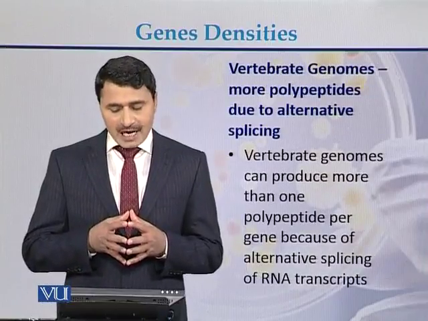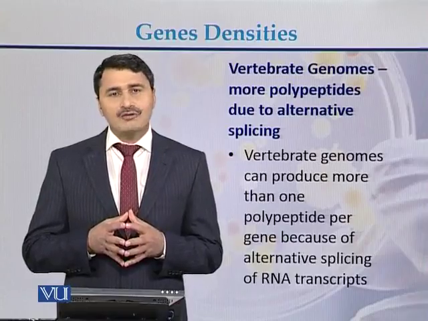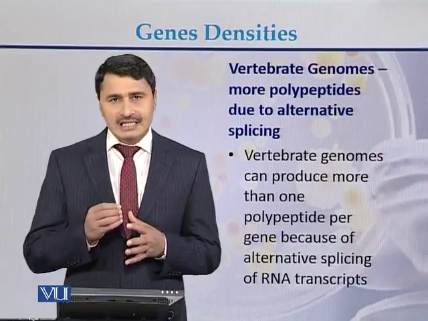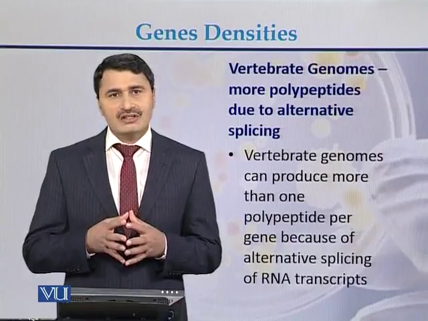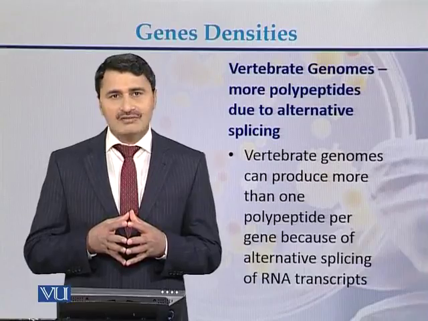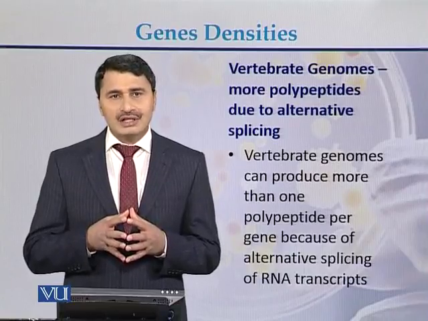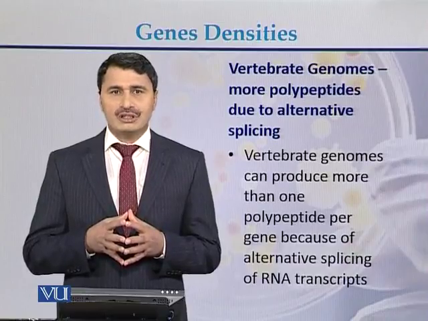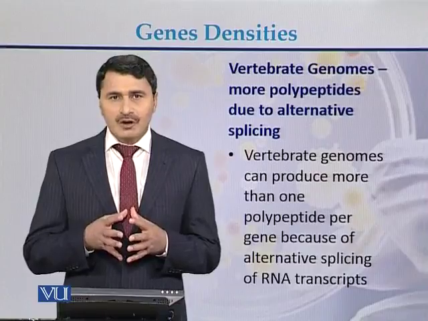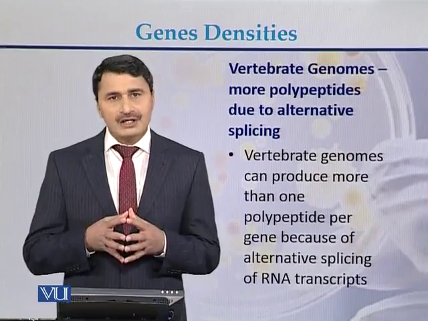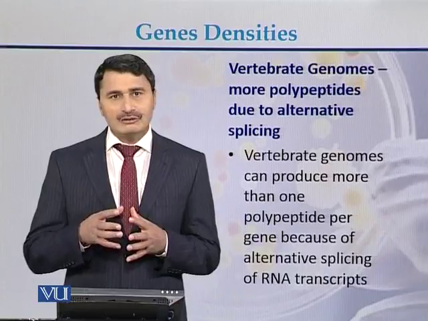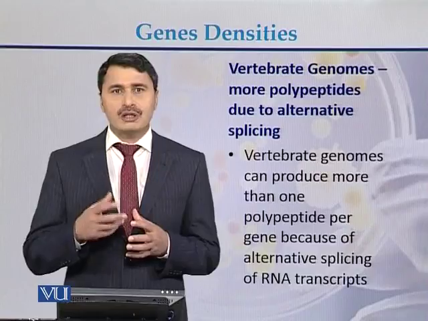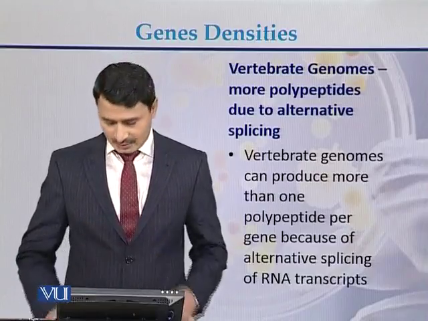Vertebrate genomes produce more peptides due to alternative splicing. Although we have seen that in vertebrates the gene density is less, there is a phenomenon called alternative splicing. Due to alternative splicing, one gene can produce more than one protein. So although the number of genes in vertebrate genomes is less, these genes can produce more than one protein due to the process of alternative splicing.